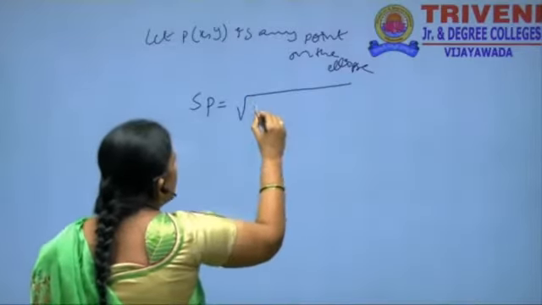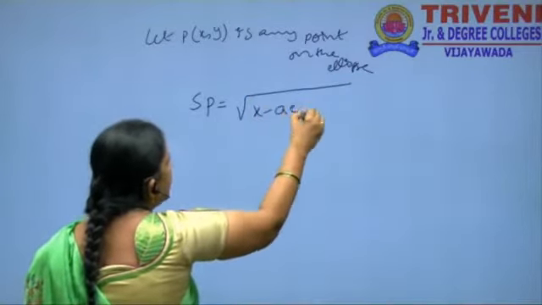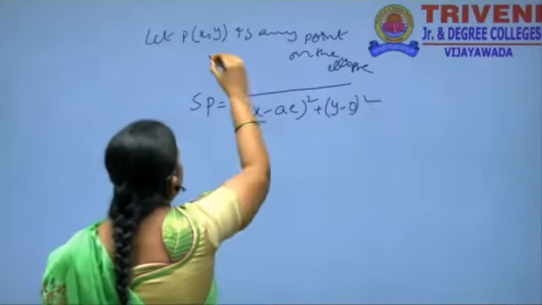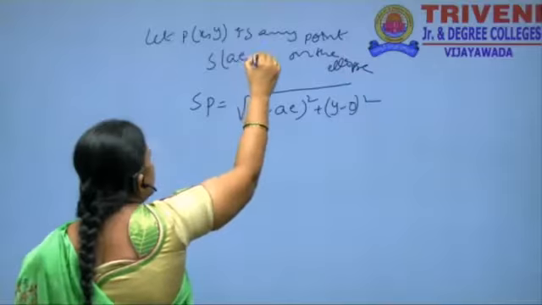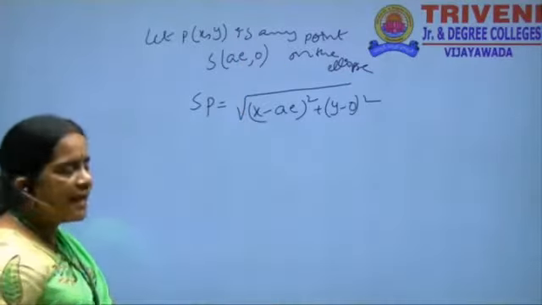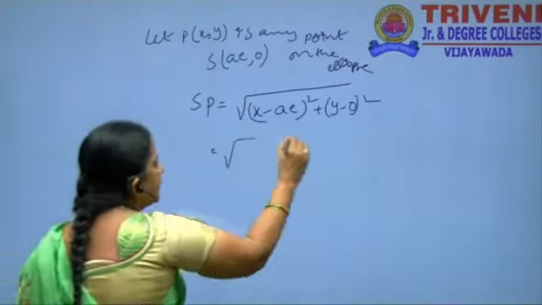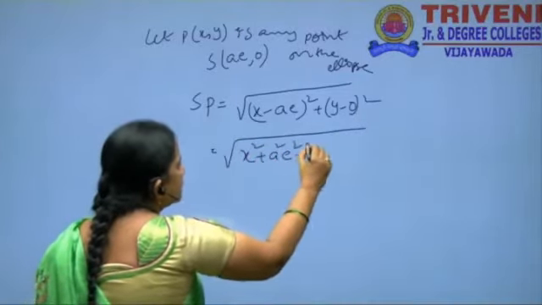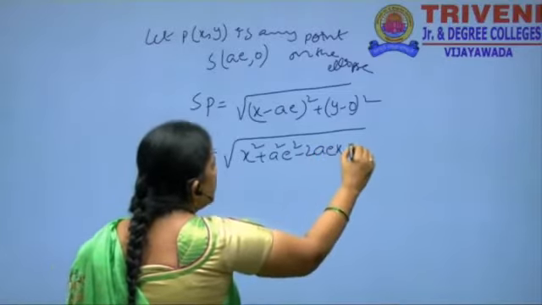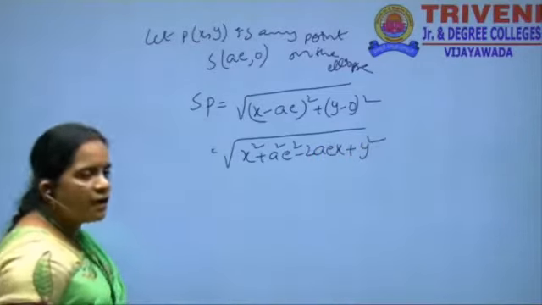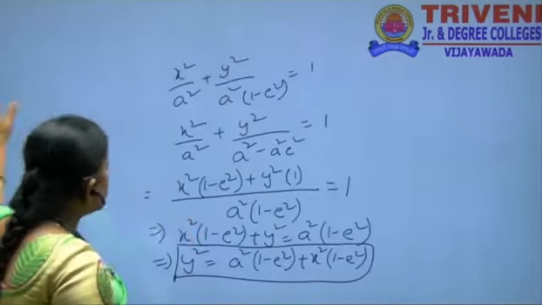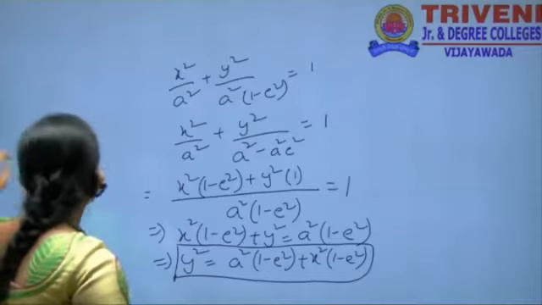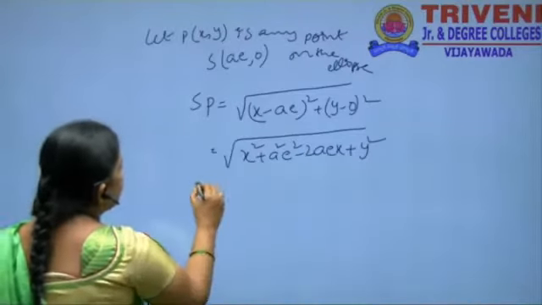The distance is the square root of (x2 minus x1) whole square plus (y2 minus y1) whole square. Here the point S is (ae, 0). Then expand: we get x square plus a square e square minus 2aex plus y square. In place of y square, we substitute the value a square into (1 minus e square) plus x square into (1 minus e square).